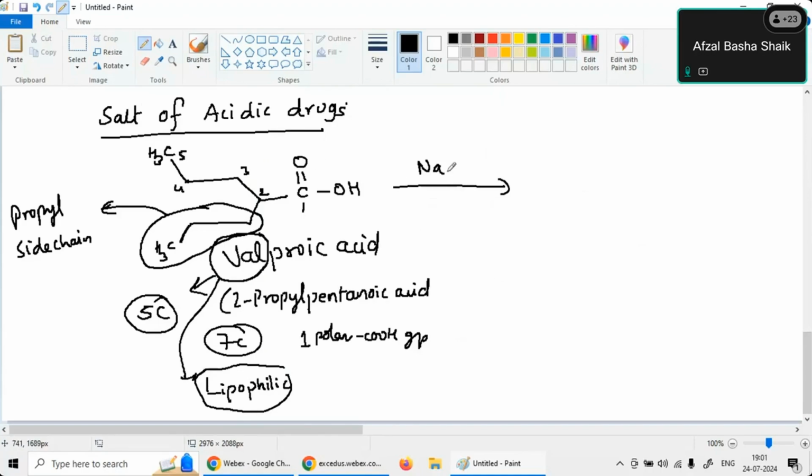For this purpose, we will treat it with a base. Are you able to assimilate the structure based on the name? Yes or no? Yes, sir. It is easy for you to remember just based upon the name.